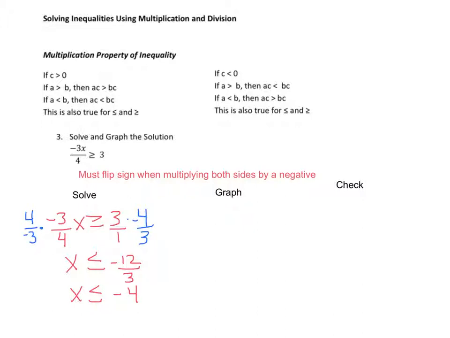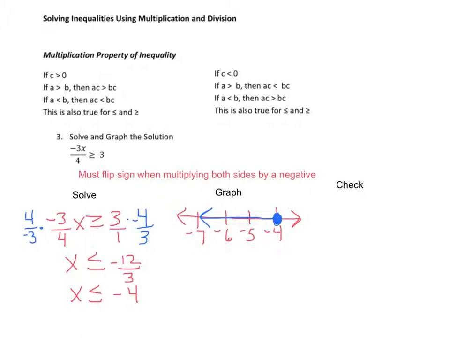So now we will draw our graph. We have negative 4, negative 5, negative 6, and negative 7. And unlike the last time, we're including the negative 4 because it says less than or equal to. So I'm going to color in my circle so that I know I'm including the negative 4, and my arrow goes to the left because it's less than negative 4.